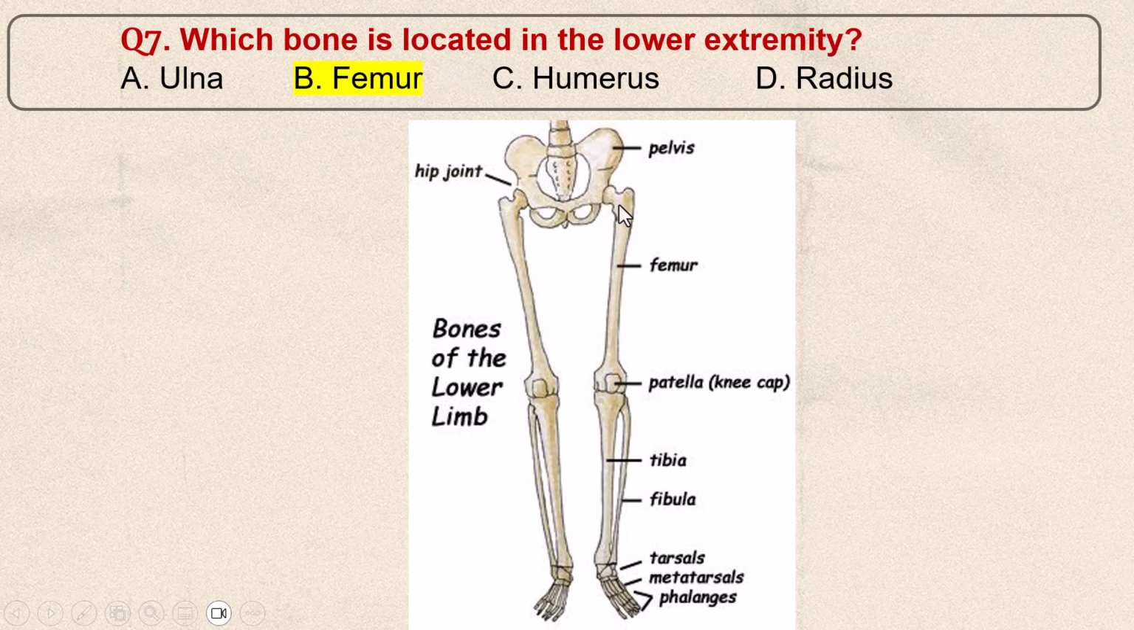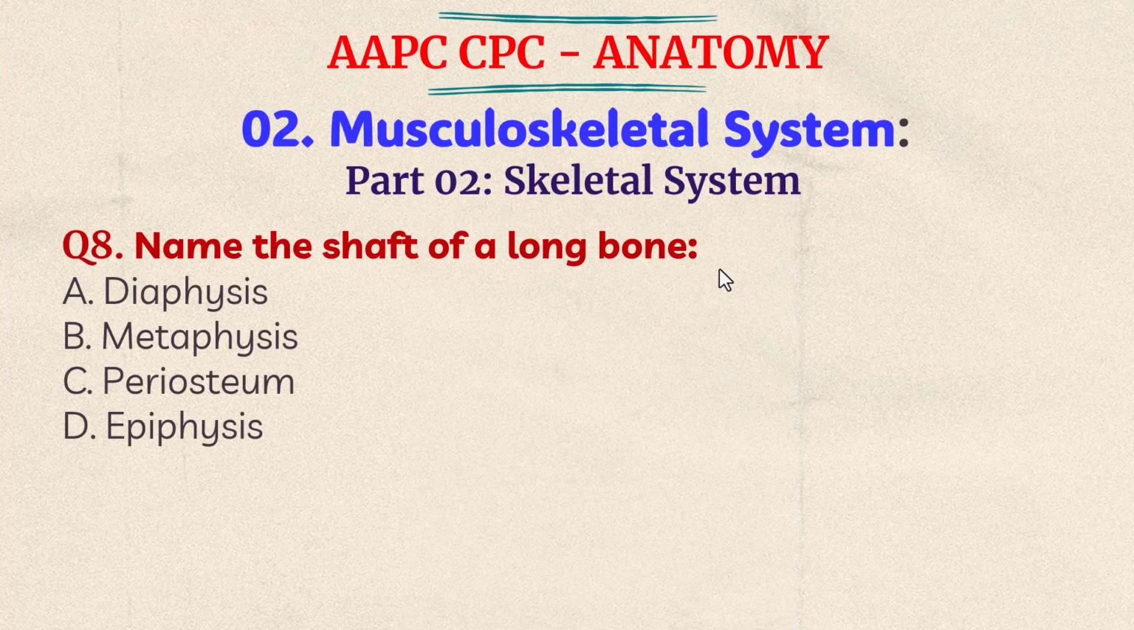You can see the femur is the long bone of the body. The femur is the thigh bone, which is superior to the patella, that is kneecap, and inferior to the ischium.